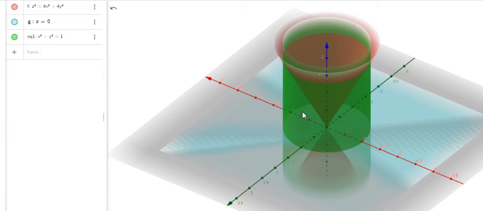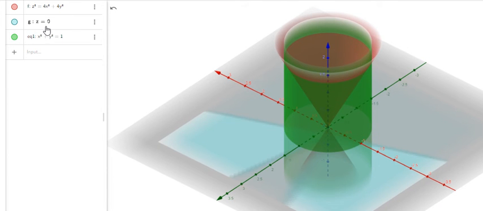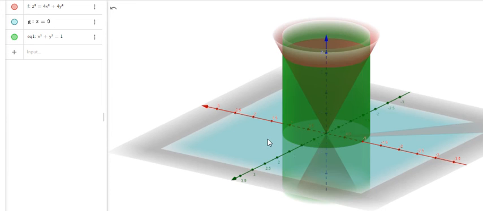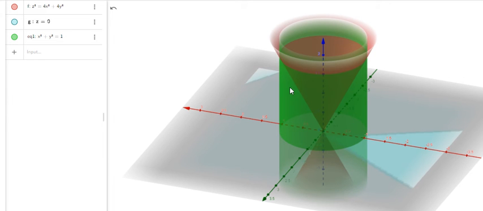Here is the figure. We know that the cone is the red one: z squared equals 4x squared plus 4y squared. Z equals 0 is the plane, and this is the blue one. And the green one is the cylinder. So the solid is the cylinder between the red one and the green one, and we need to find the volume of this solid.